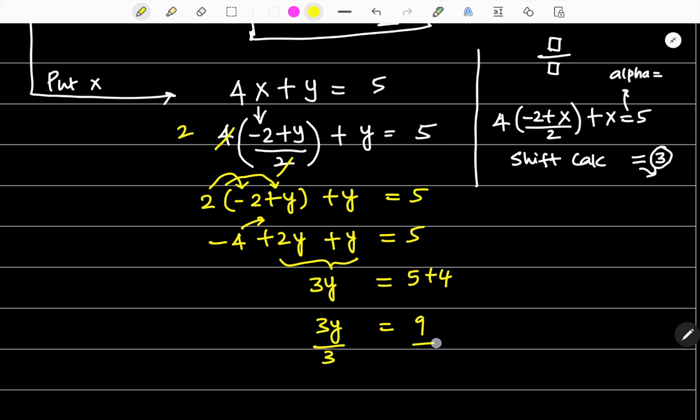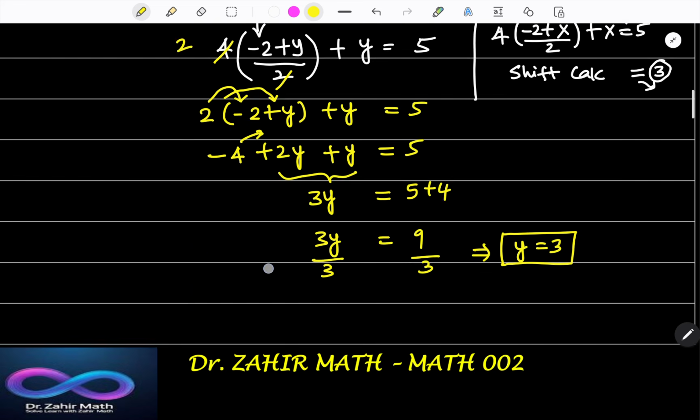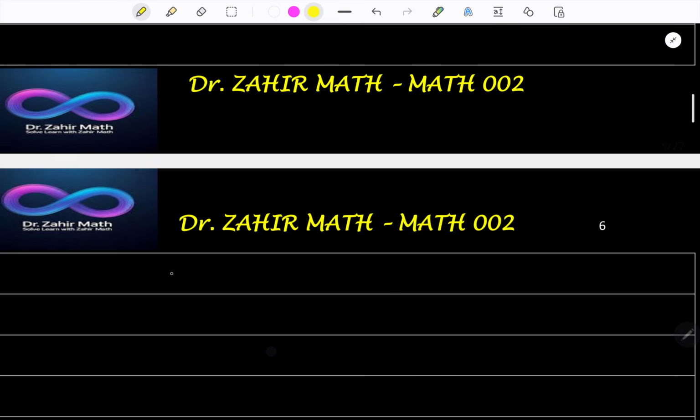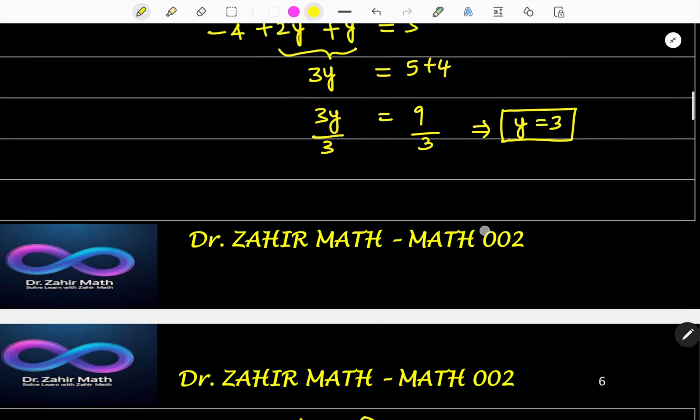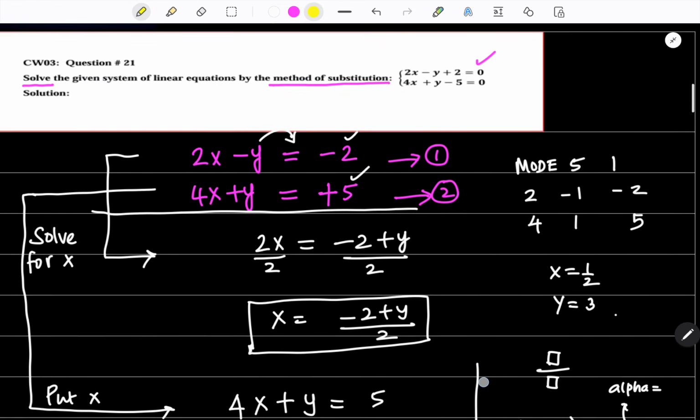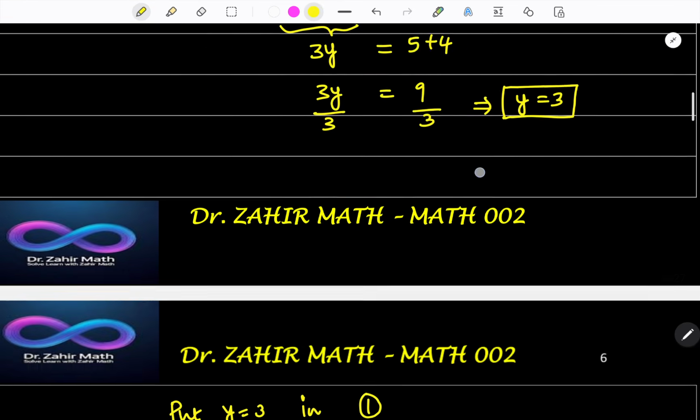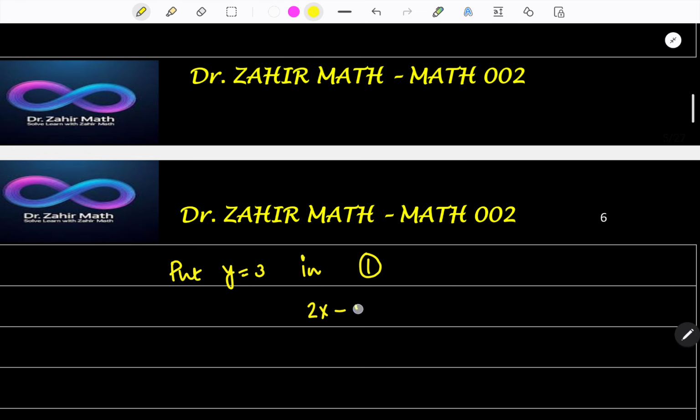So divide by 3, which implies y is equal to what? 3. Always keep this as a standard procedure. Keep it in your mind. So what is the next step? The next step is to put y is equal to 3 in equation number 1. So what is your equation number 1? Equation number 1 is 2x minus y equal to minus 2. So 2x minus y equals minus 2, right?